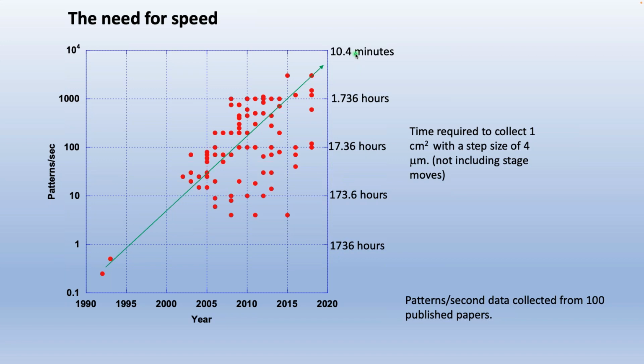Over here on the right shows the time it would take to acquire a centimeter squared map with a step size of 4 microns. And this doesn't include the stage moves to do that. But you can see we're now getting in the regime where we can cover a statistically significant area of our sample in reasonable amounts of time, less than 2 hours, for example. Back in the older days when things were slower, these maps would take forever to accumulate and acquire, and we probably wouldn't spend 173 hours collecting data on an SEM.